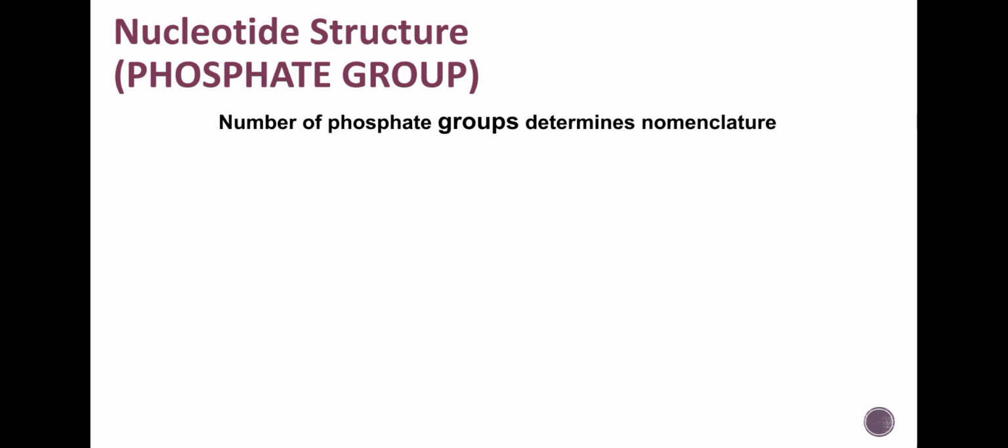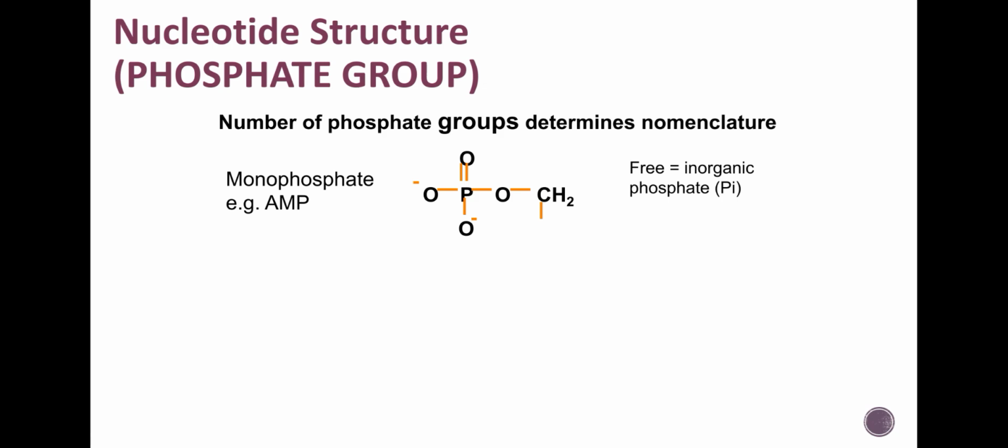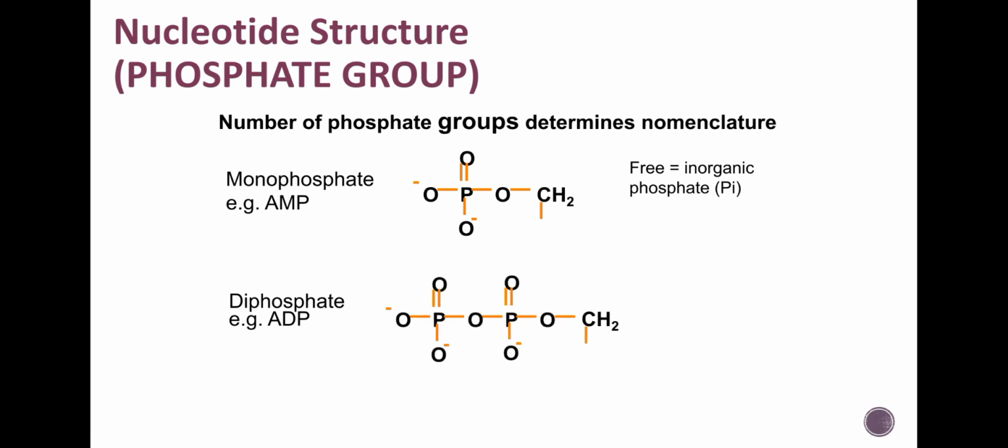For instance, a monophosphate, for example adenosine monophosphate, has a free form that is an inorganic phosphate. Diphosphate, for example, adenosine diphosphate, has two phosphate groups, and its free form is pyrophosphate. And the unit that we use for energy, adenosine triphosphate, is an example of a triphosphate, wherein we have three phosphate groups. It does not have a free form.